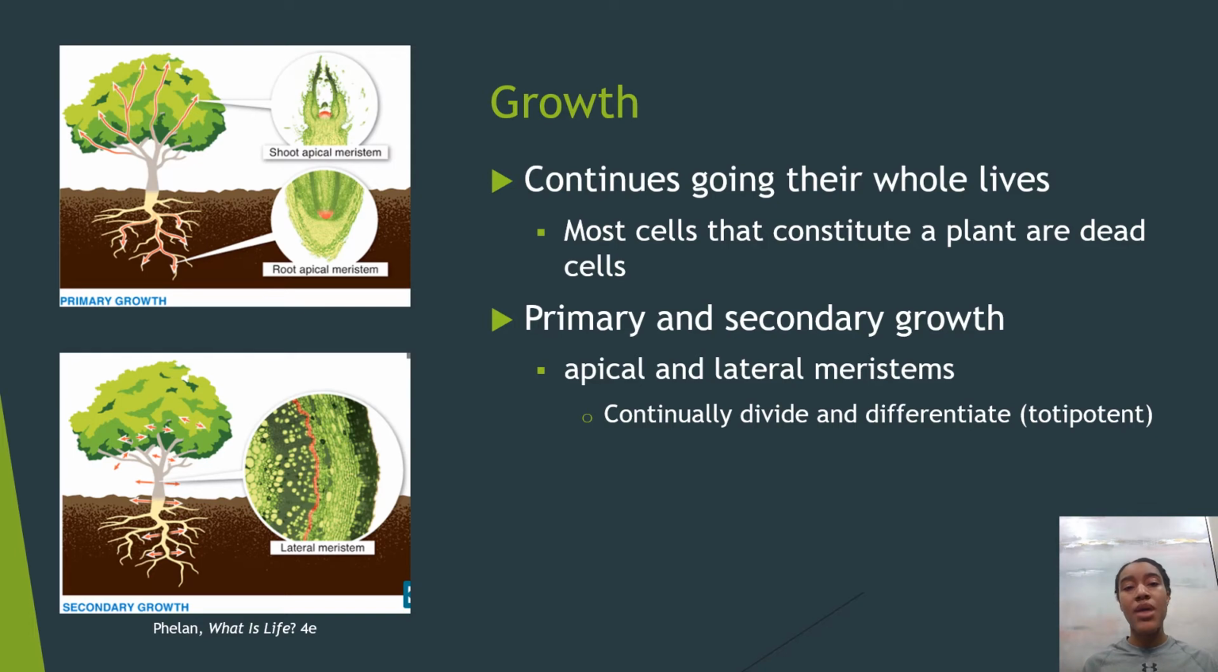So there are two types of growth that plants undergo. They undergo primary and secondary growth. And in both cases, this is due to meristems. So primary growth, or growth taller and longer, is a result of apical meristems. And then secondary growth, which is the girth or the width of the plant, is due to lateral meristems. And the meristems, just another reminder, are these areas of undifferentiated cells that will continue to divide and differentiate into whatever cells the plants need, so they're totipotent over the lifetime of that plant.